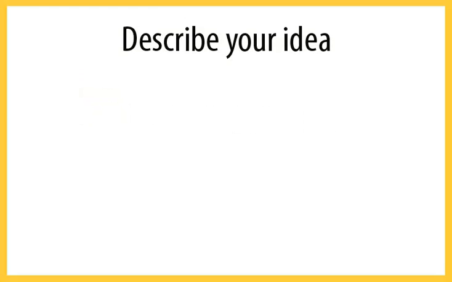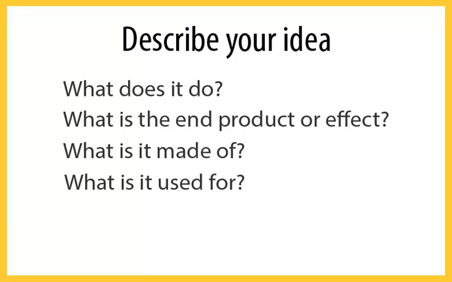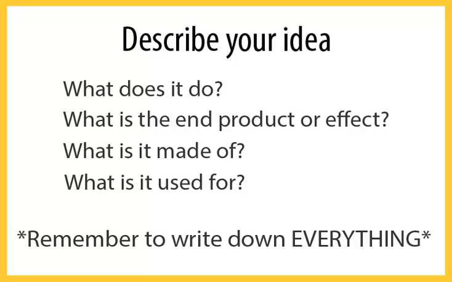When you begin your search, be sure to write down all the terms that best describe your idea. What does it do? What is the end product or effect? What is it made of? What is it used for? Remember to write down everything. Once you write everything down that describes your patent idea, you are ready to find relevant classes and subclasses.